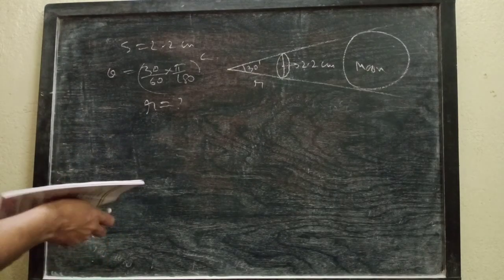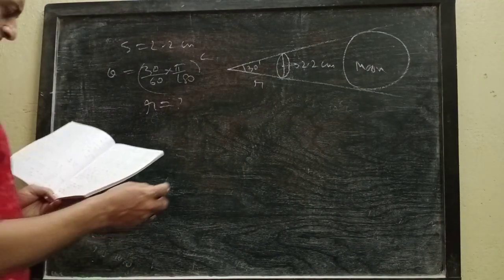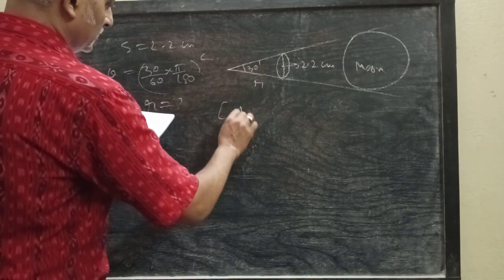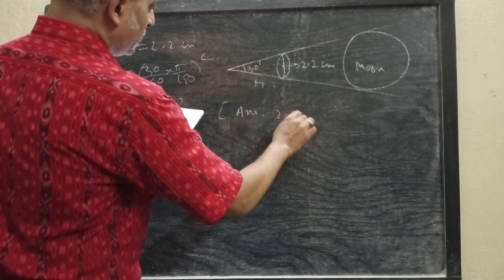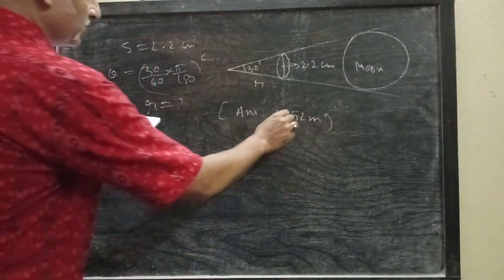Your R will be 2.52 meter. Your answer will be 2.52 meter. That you have to do on your own.